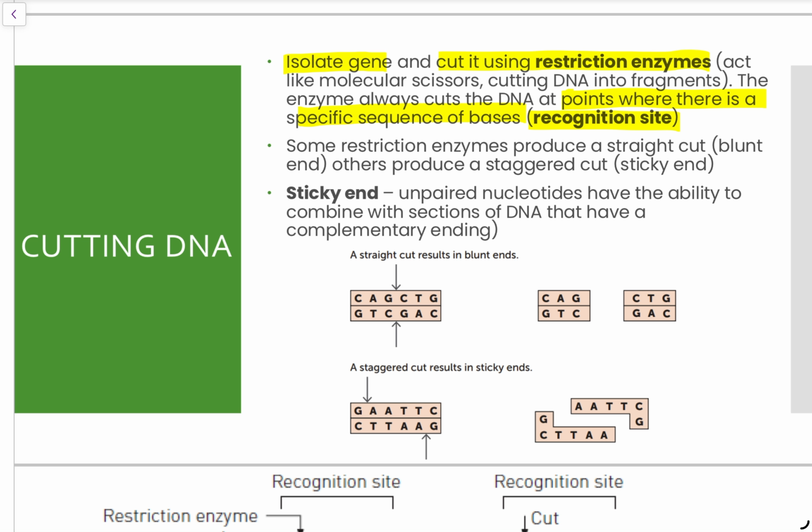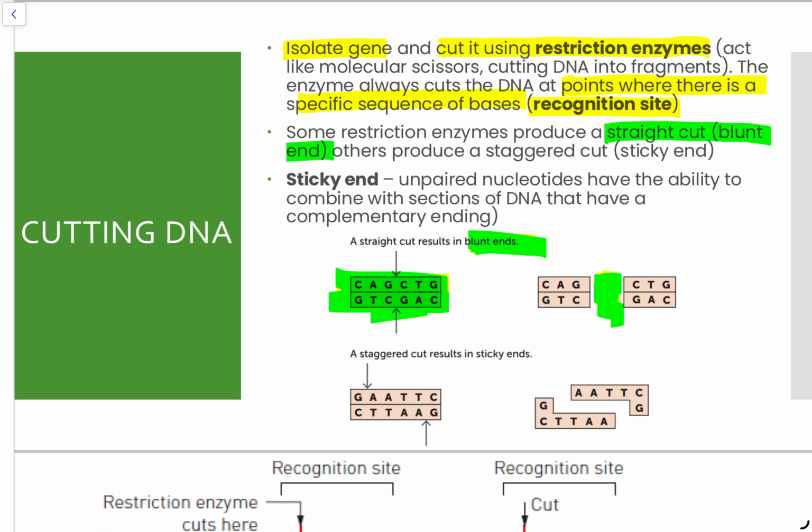Now, some restriction enzymes are going to produce a straight cut or blunt ends. So blunt ends are like my example here, where I've got my DNA sequence and I've cut it directly through the middle. Okay, so you know what, maybe I'll switch this over to green here. This is my blunt ends. So this is a straight cut.